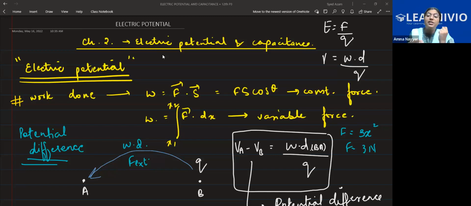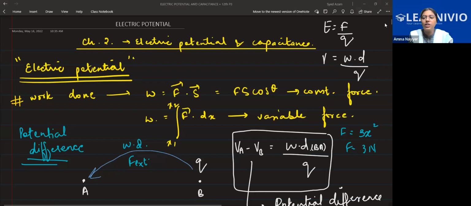Charge from infinity to a point, that is potential difference. And when you move the charge from one point to another point, that is electric potential. So for potential difference, difference means some initial and final value. How do you take out the difference? Final potential minus the initial potential. That is work done by the charge.